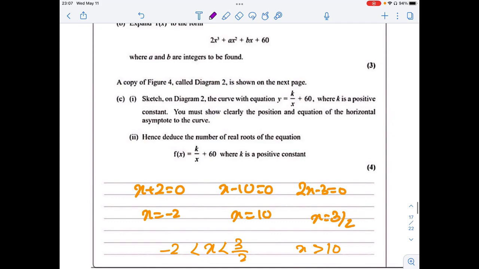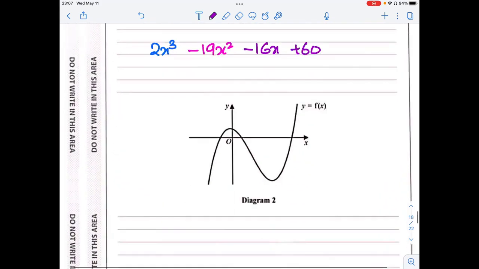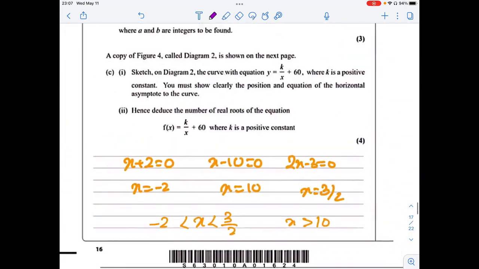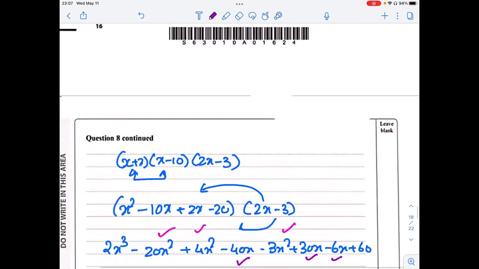The copy of figure 4 called diagram 2 is shown in the next page. Okay, then sketch on the diagram the curve y is equal to k upon x plus 60, where k is a positive constant. You must show clearly the position of the equation of the horizontal asymptote to the curve. So k upon x plus 60.